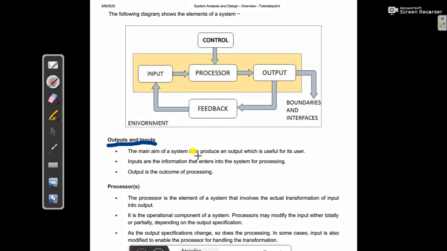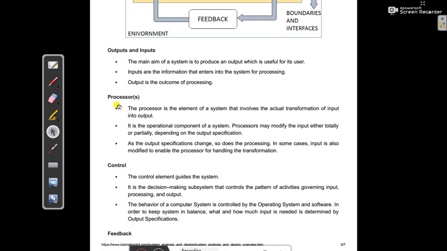The main aim of a system is to produce an output which is useful for the user, and inputs are the information that enters the system for processing. Before processing, we need input, and by processing the input we get output. There are processors to process the input to get the output. There is a control section. The control element guides the system, meaning how things should be processed, how the input should be processed.